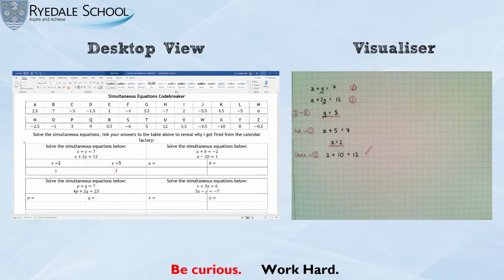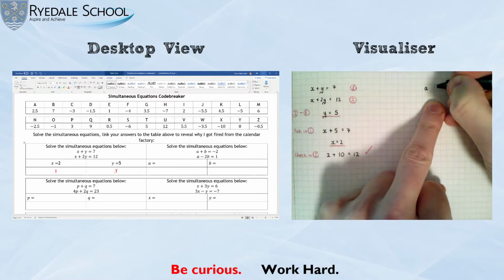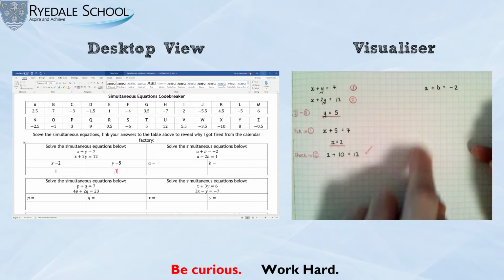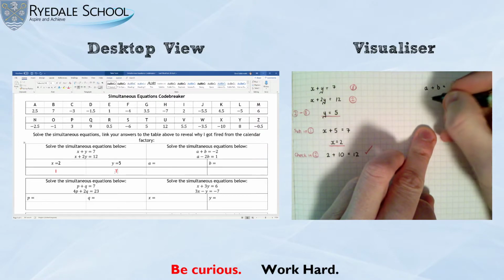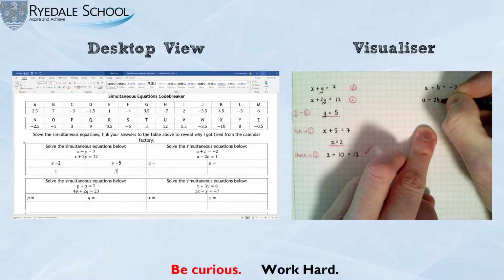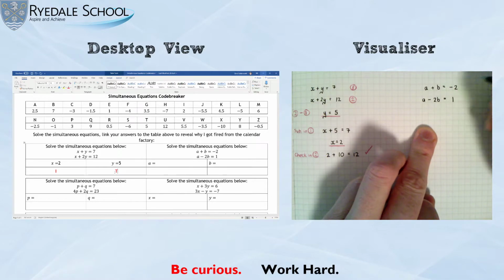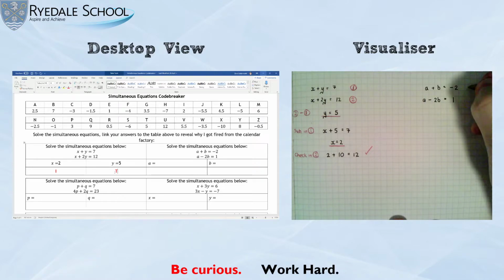Okay, this next question I'm going to do is the a plus b equals minus 2. And already looking at this, there's a few things that I don't like about it, and there's a few places where we're going to have to be a little bit more careful. So I'm going to set it up in exactly the same way. A plus b equals minus 2, and a minus 2b equals 1. And again, just as before, I'm going to number my equations 1 and 2.